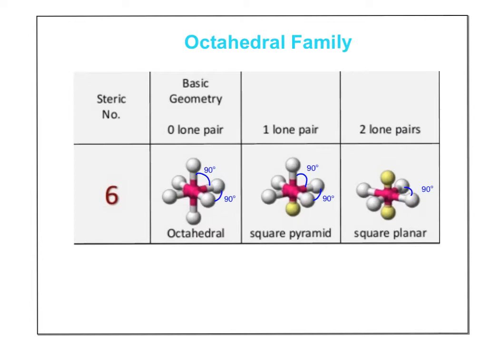All right, now we have our octahedral family. So if there are 6 things on that central atom, so again, we got 90 degrees everywhere for our octahedral.